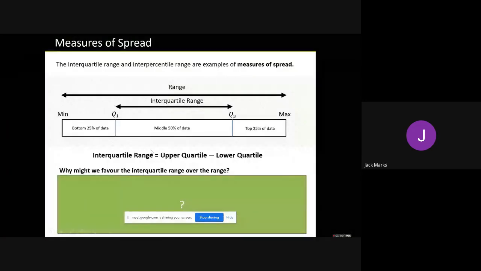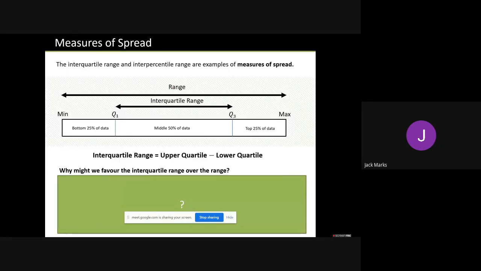Okay, we're now going to talk about measures of spread, which is how far apart data is, or how far it is from other things. Range and interquartile range are two examples of this that you should already be familiar with. Range is the difference between the maximum, the highest piece of information, and the lowest, the minimum.